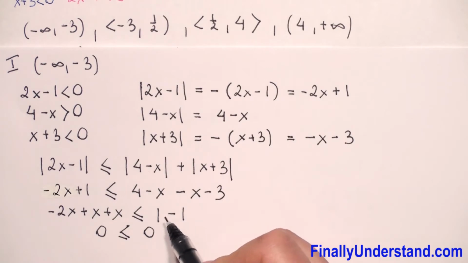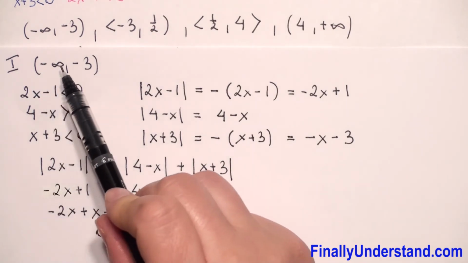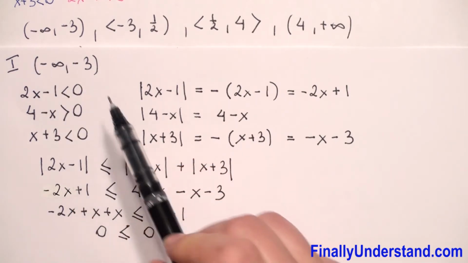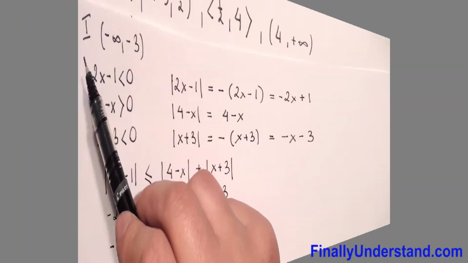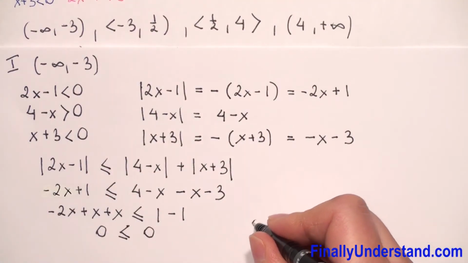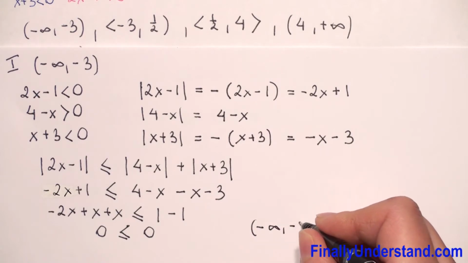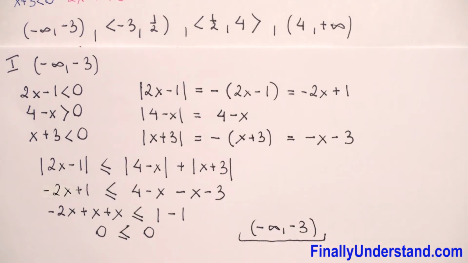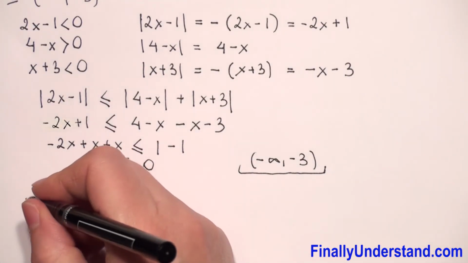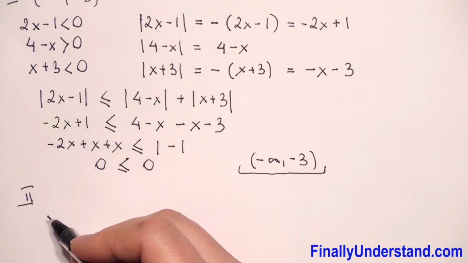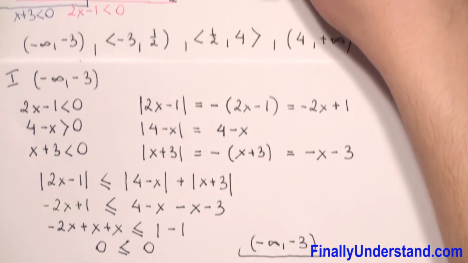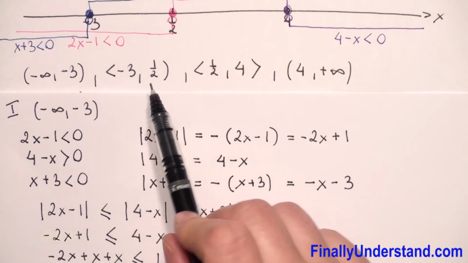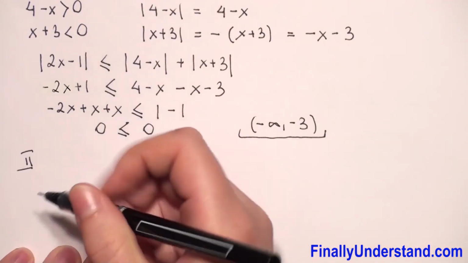It is true for all real numbers. But we cannot forget that we solve this inequality only in this interval. So the solution for the first case will be the interval from negative infinity to negative 3. This is our solution to the first case. Now we have the second case. We have to solve our inequality in the interval from negative 3, closed on the left side, to 1/2, open on 1/2.